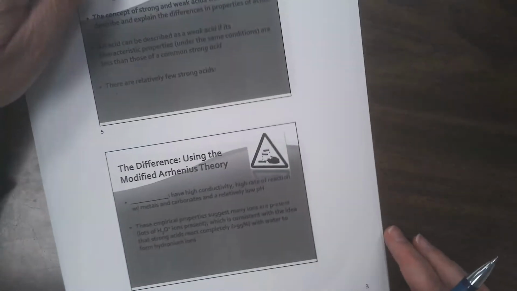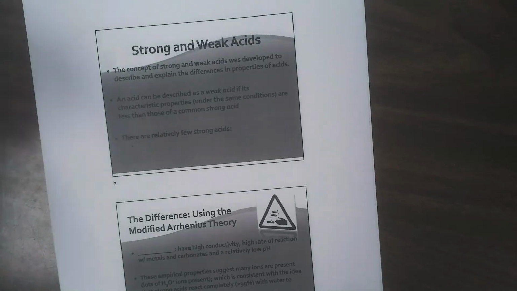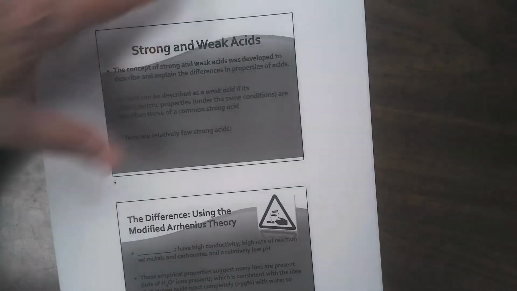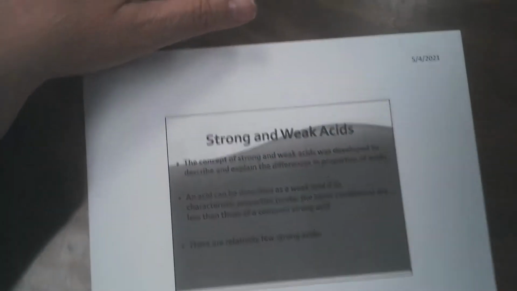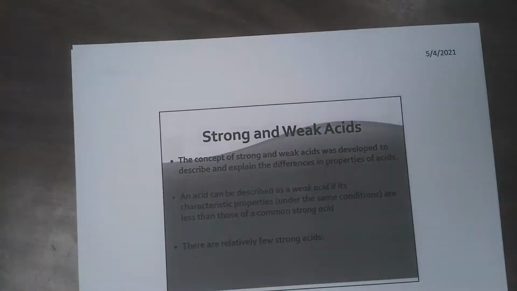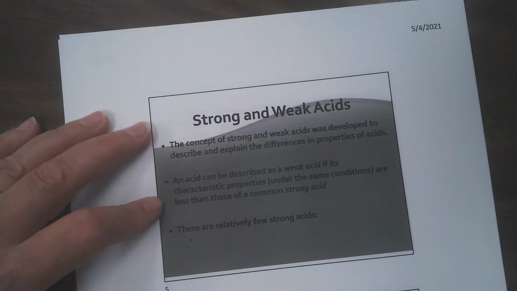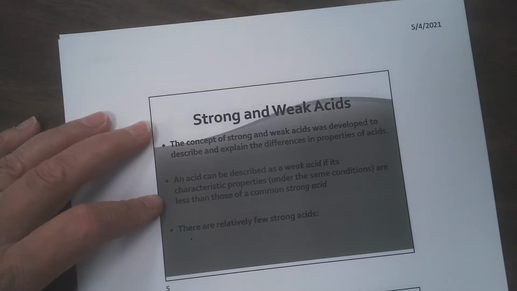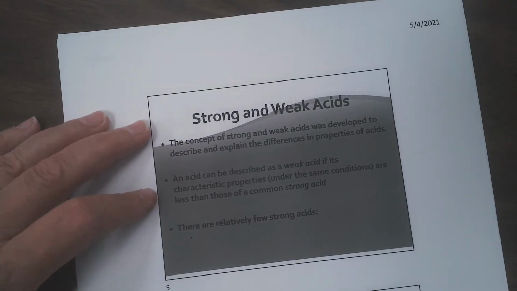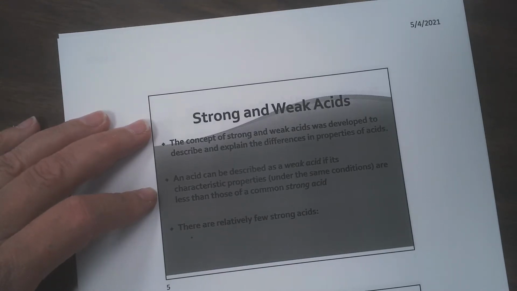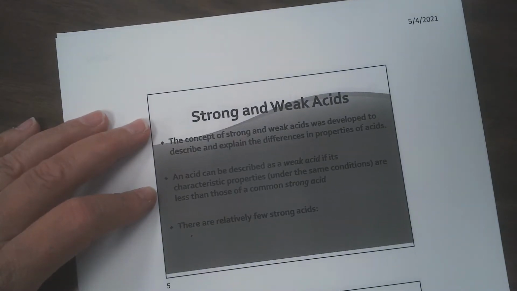This part here, strong and weak acids. We're going to focus on acids in one stream and then bases in another stream. I really do apologize, but this is harder to see. Okay, so the concept of a strong and weak acid is developed to describe the difference in properties, such as producing hydrogen gas, or the characteristics of the pH scale. A weak acid is going to hang out around 4 and 5, and a strong acid is going to hang out around a pH of 1 to 3.